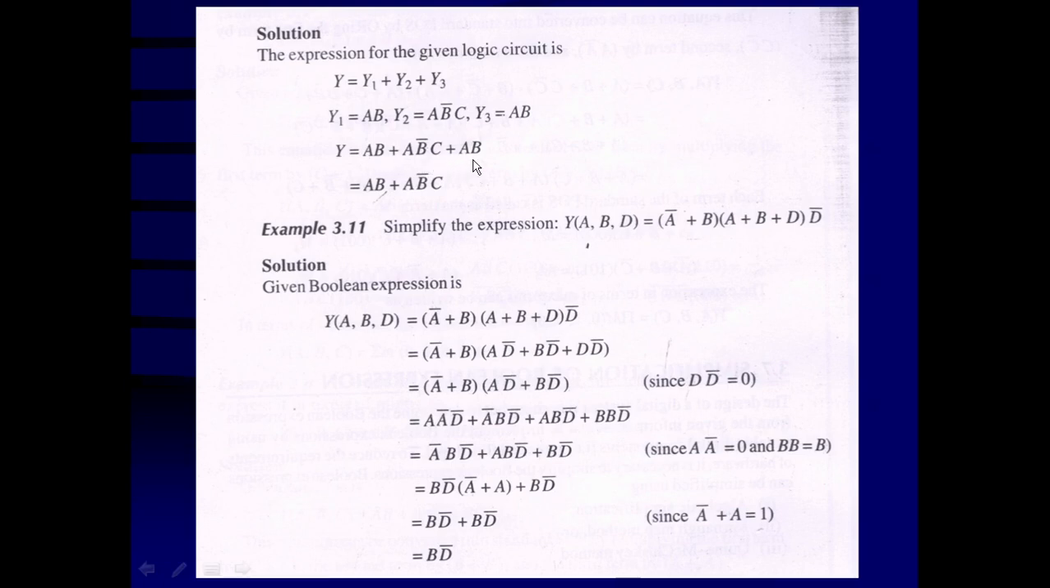This AB and this AB are repeating, so we can drop one of them. So this is equal to AB plus AB bar C. And that way the circuit is reduced.